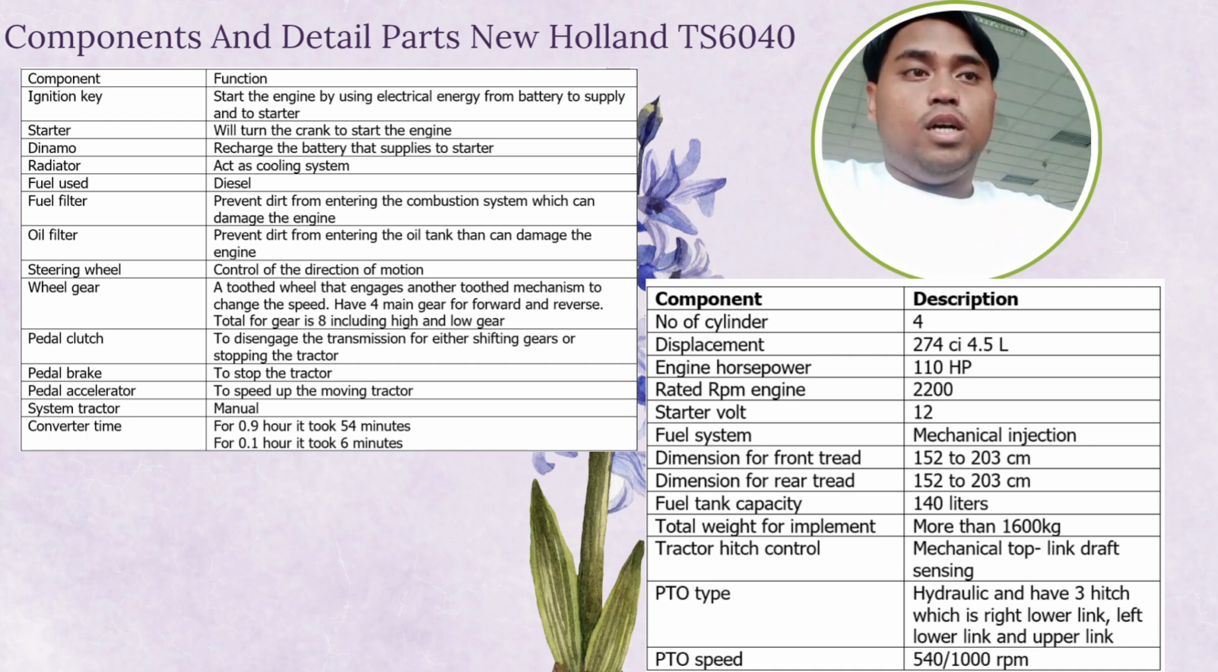For the last is PTO speed. First is 540 to 1,000 RPM. Thank you.